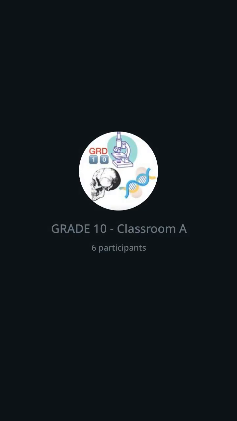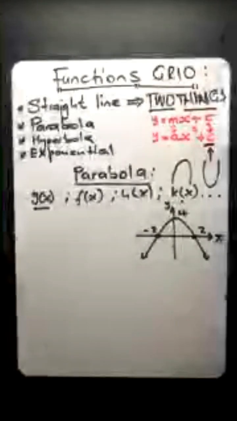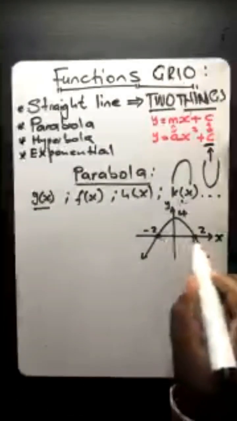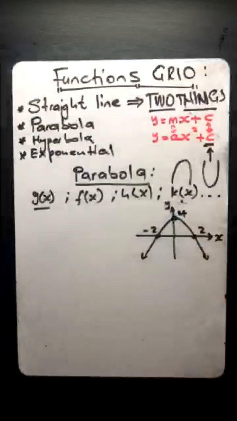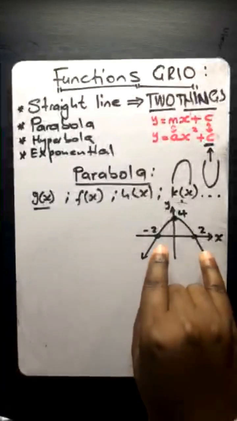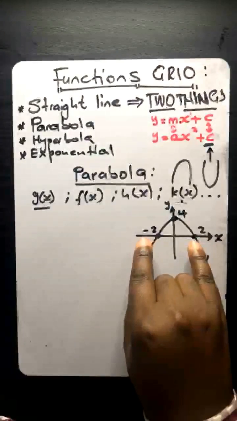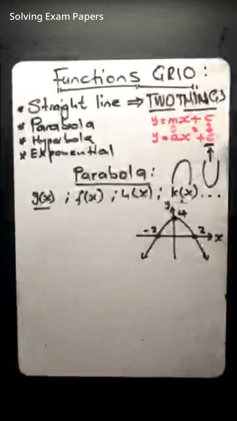It's -2 and 2 on our Cartesian plane. Okay, I'm about to ask you guys a question. Those 2 points, -2 and 2, what do we call those points? And that one being point 4, what do we call that point?